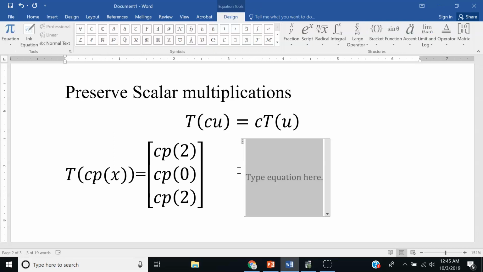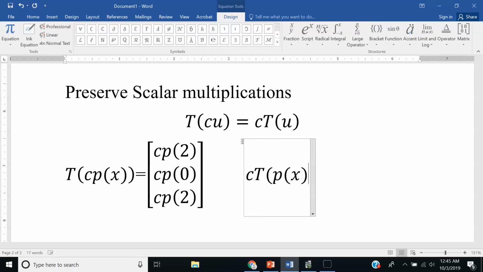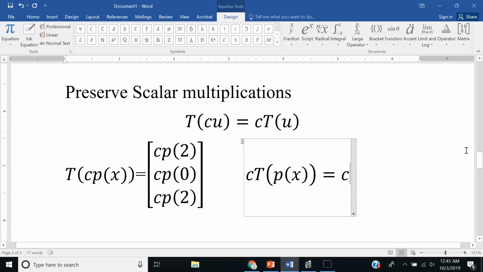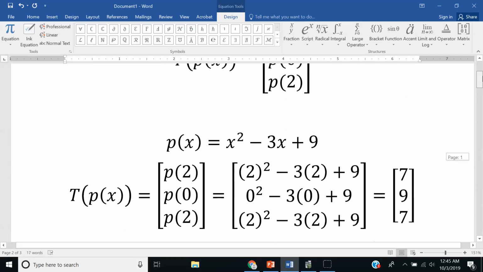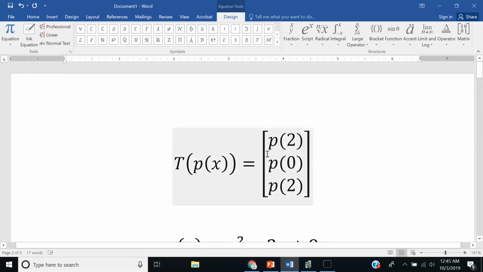Now, if we multiply by a constant after we do the transformation, we take a constant times a vector. Well, after we do the transformation, what's the transformation? The transformation is this one.